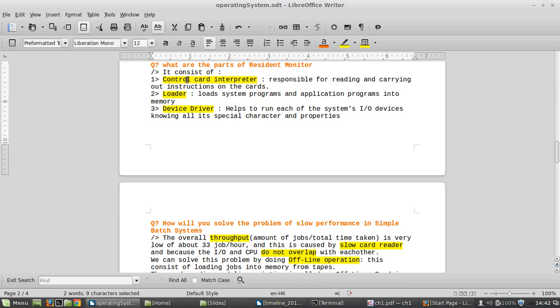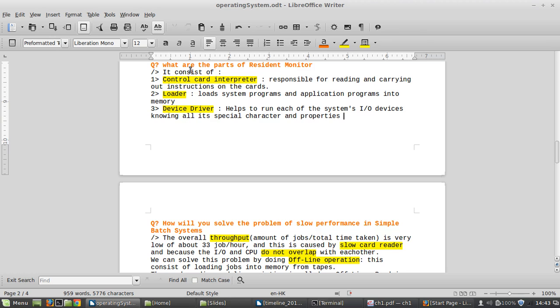So what are the parts of the resident monitor then? It consists of the control card interpreter, which is responsible for reading and carrying out the instructions on the card, whereas the loader loads system programs and application programs into memory. It just performs the action of loading the programs and applications. It also consists of the device drivers, which help to run each of the system's I/O devices, knowing all their special characteristics and properties. The device driver helps us run each of the input-output devices, because it already knows the special characteristics and properties required to run them.